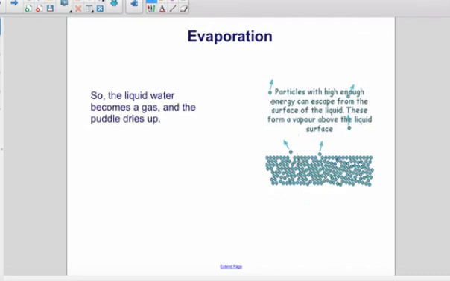Here you can see particles with high enough energy can escape from the surface of the liquid. These form a vapor above the liquid surface.